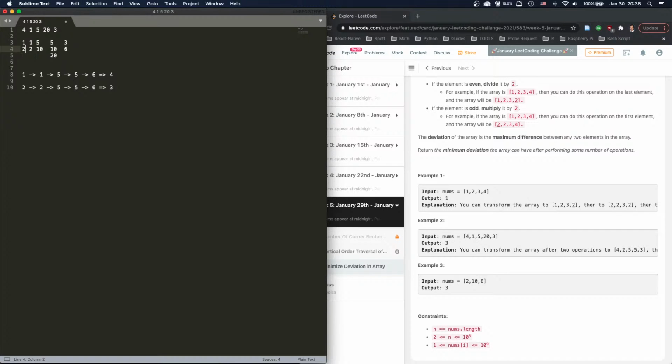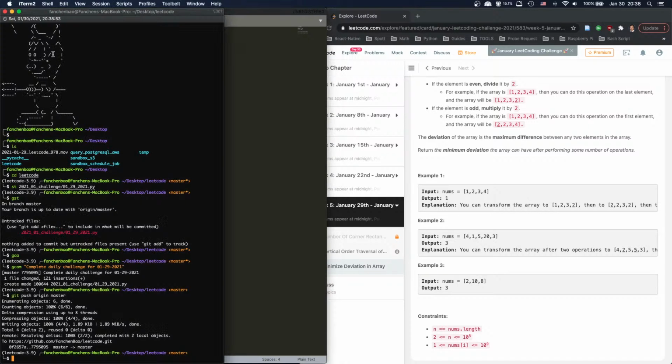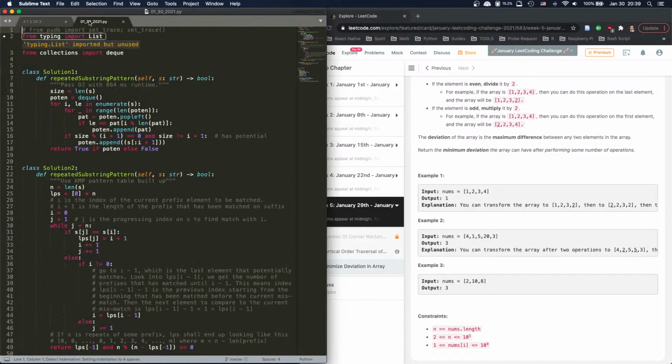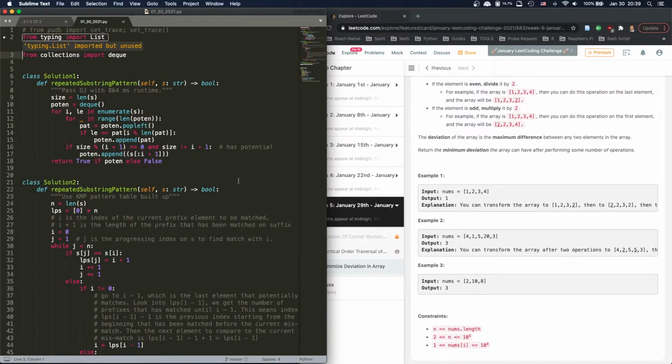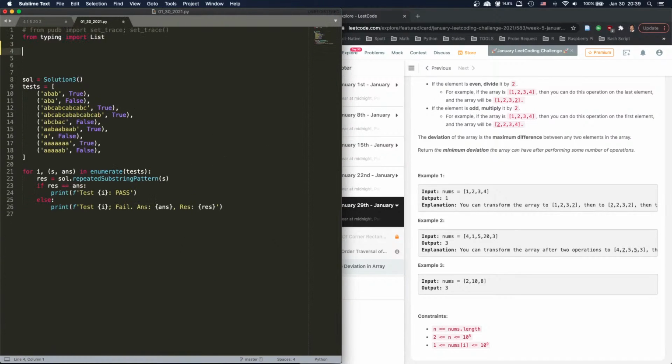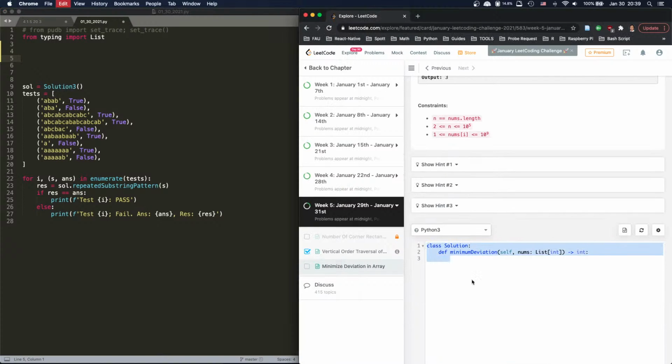Feels to me a bottom-up dynamic programming with binary search when you want to find the best option at each position. All right, let's take a crack. Yeah, let's get a little bit bigger. Let's be bold. Okay.